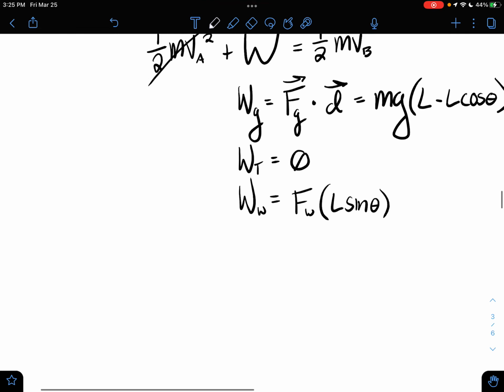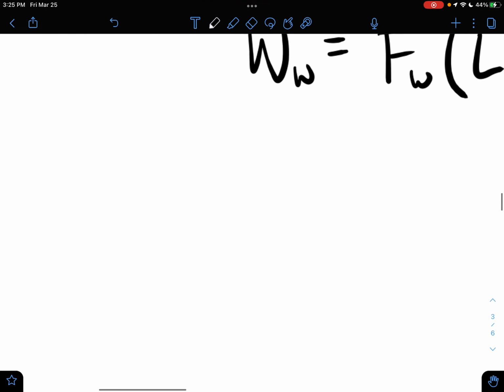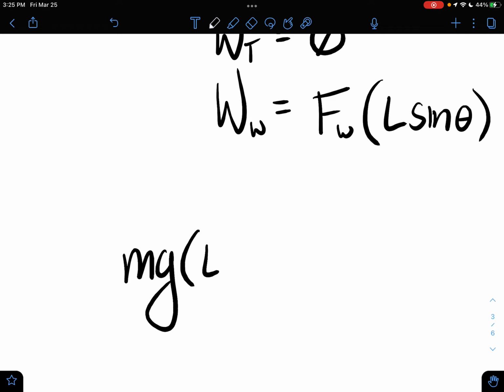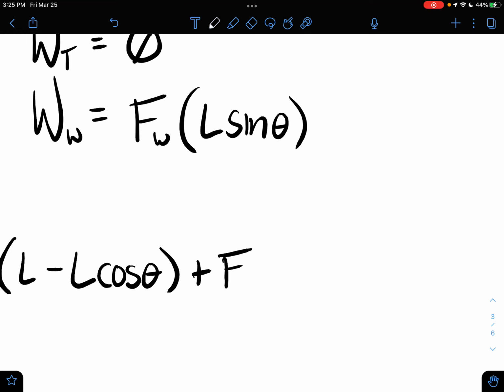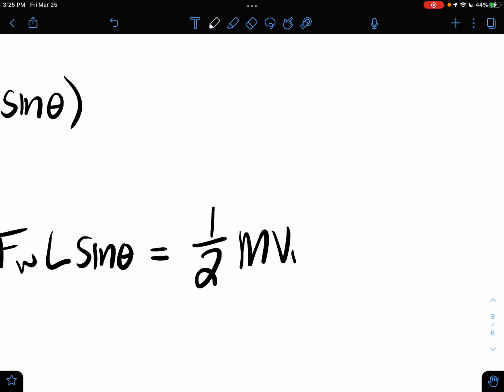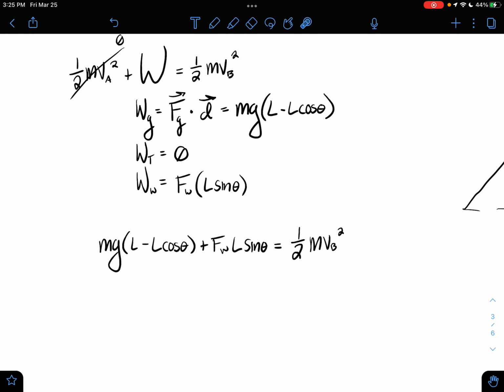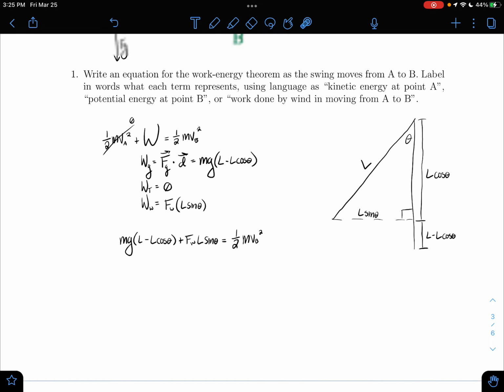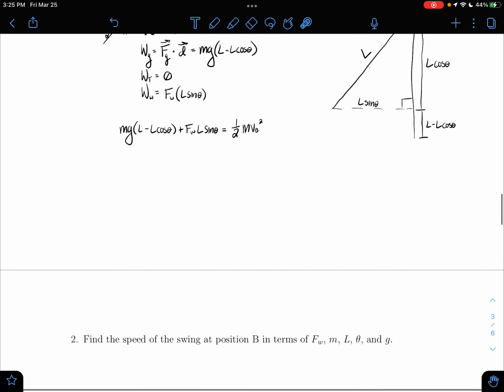All right, so now let's write our revised work energy theorem. We have mg(L minus L cosine theta) plus Fw L sine theta equals our final kinetic energy, 1/2 m VB squared. I'm not going to write it out in words, but here's our work from gravity, our work done by the wind, and our final kinetic energy, minus our initial kinetic energy. Again, just breaking it into these pieces and putting it all together.